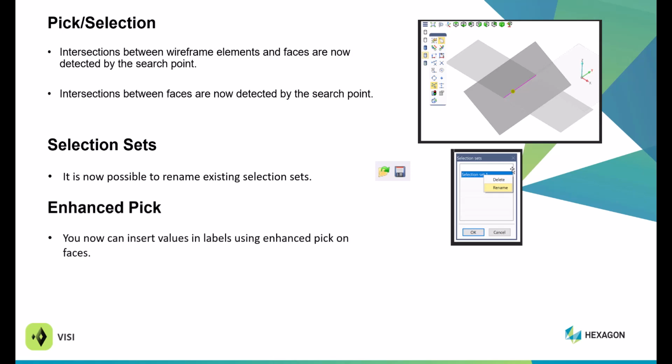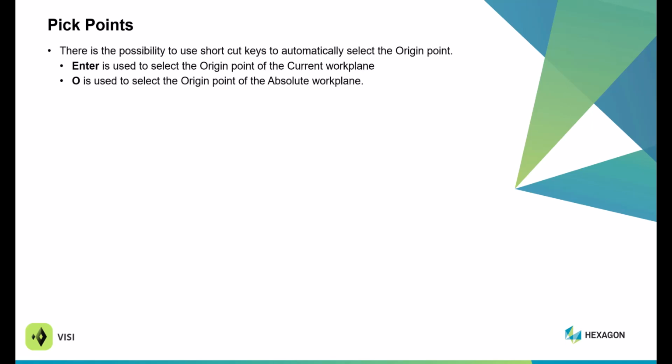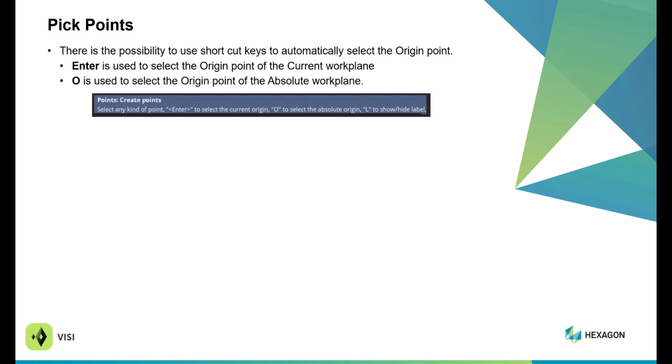And inside of Enhanced Pick, you now have the ability to do an Enhanced Pick and type in some incremental values on a face. You can turn on and off that incremental value area by using the L key. Within Pick Point, it is now possible to press the Enter key if you want to automatically have that point display on the current work plane, and the O key if you want it to display on the absolute.